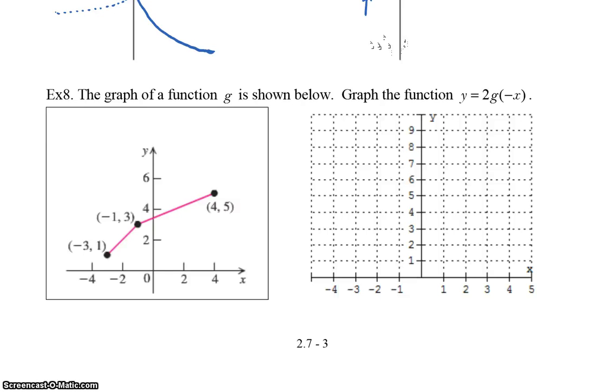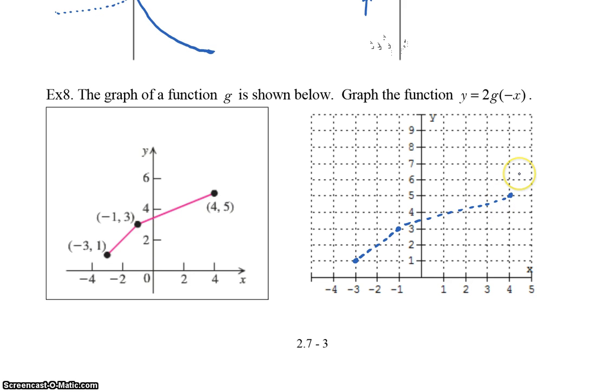So -3, 1 would move to positive 3, 1. Let me actually just put in the original graph, kind of indicate what that would look like here. Let me just put the points here to start with. So we have negative 3, 1, negative 1, 3, and 4, 5. Okay, these were the original points, and I'll just put in a dashed line. So I'm just reproducing the graph from the left there so you can see it.